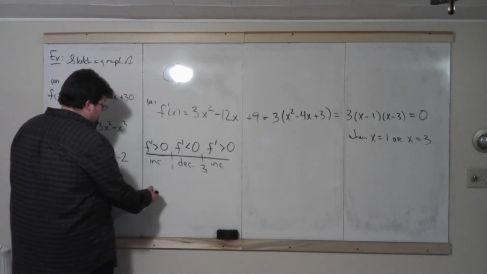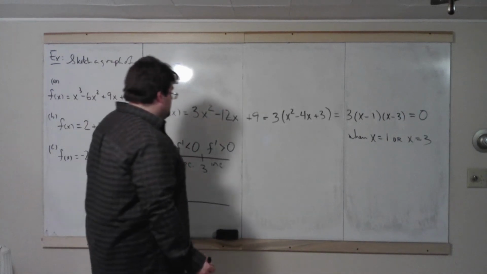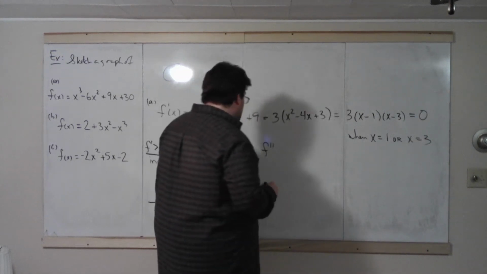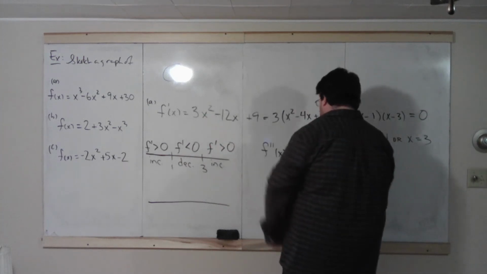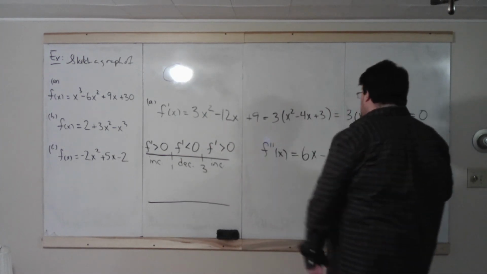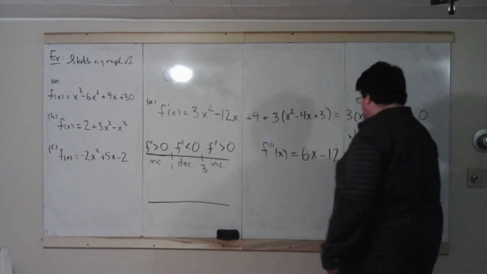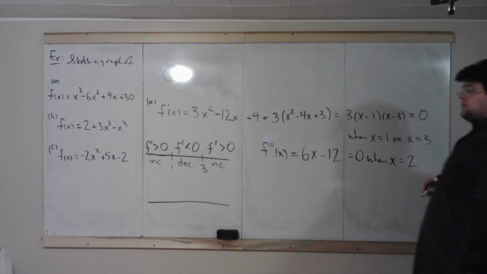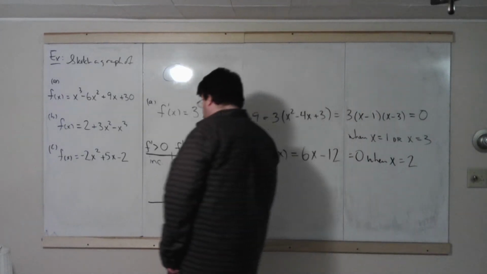For board organizational purposes, I'm going to draw the number line down here, and I'm going to do the algebra over here. It may look a little different in your notes. The second derivative is 6x minus 12 plus 0. So 6x minus 12, when is this 0? Well, that's 0 when x equals 2, because 12 minus 12 is 0. And that's the only place where it's 0.